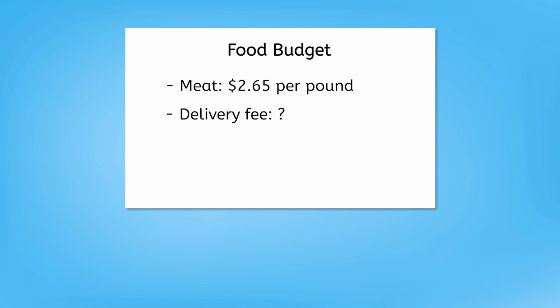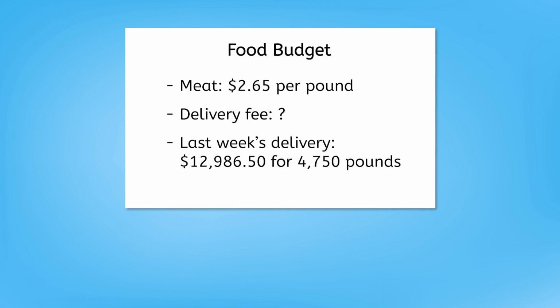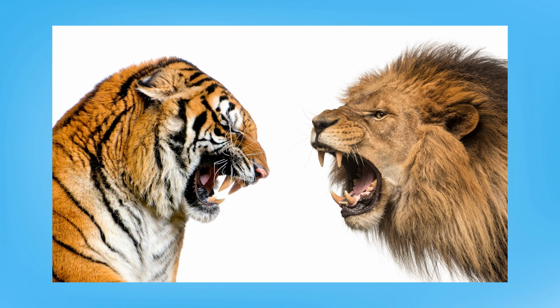Every week, a fresh delivery of meat comes in from the supplier. Meat costs $2.65 per pound, plus there's a delivery fee on each order. The problem, however, is that Caroline doesn't know how much the delivery fee is. We do know that last week's delivery cost a total of $12,986.50 for 4,750 pounds of meat. It sounds like a lot, but trust me, we don't want to see what these guys look like when they're hungry.